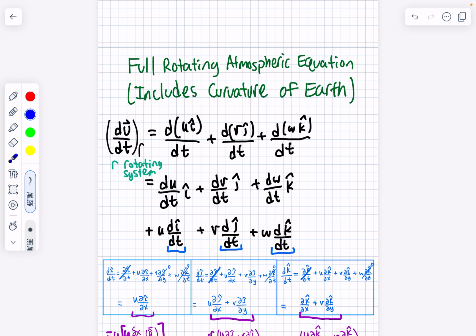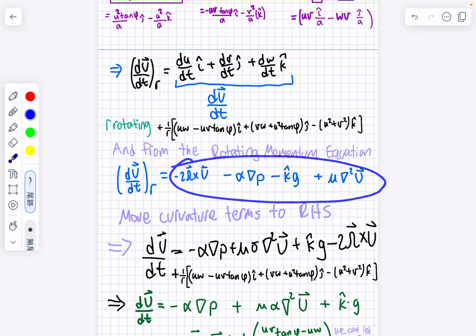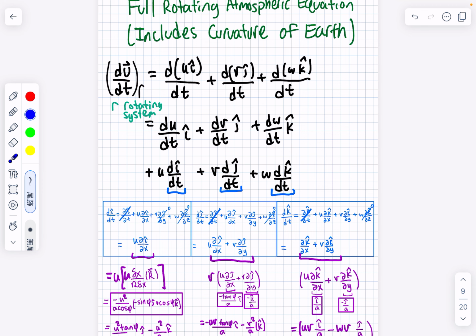So we have our equation in a rotating system, which we just discussed is this part of the equation. And we can break apart this term by using the product rule. So first what we do is, because we know that this term is ui plus vj plus wk, then we can take the derivative of each of those terms, and we'll have to do the product rule now.